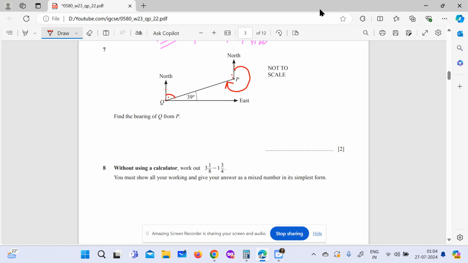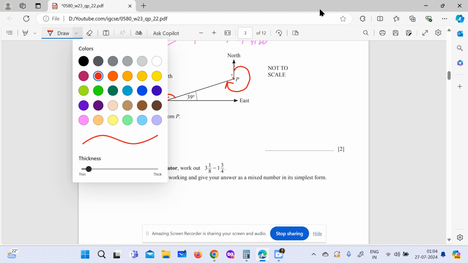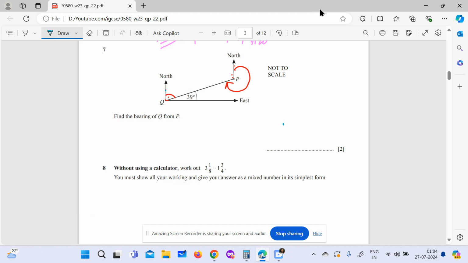Okay, let's see how to work on it. So here you have Q, and then here you have east. North, east, and we know that this is 90 degrees. So it's so clear cut given over here. This is 90 degrees, because this is 90 degrees, this is 39. So this angle will be 90 minus 39, which is nothing but 51.